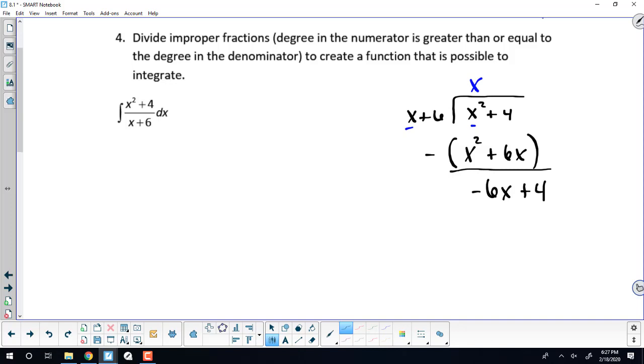And then we start over. Leading term out here. Again, what do we need to get a negative 6x? Negative 6. Negative 6 times x. Negative 6 times positive 6. And then we subtract off that whole thing. Get 40.